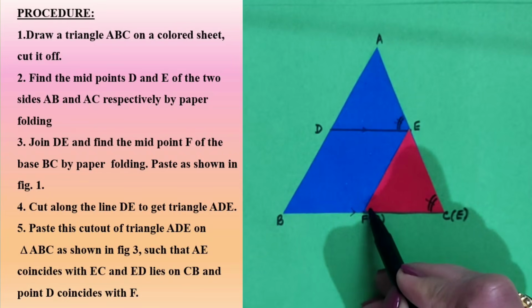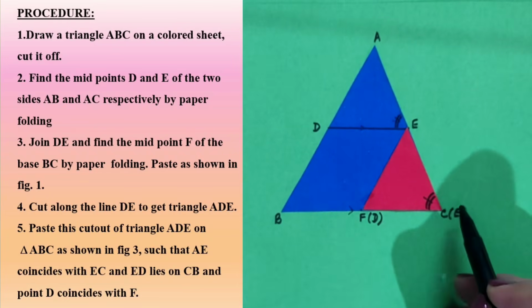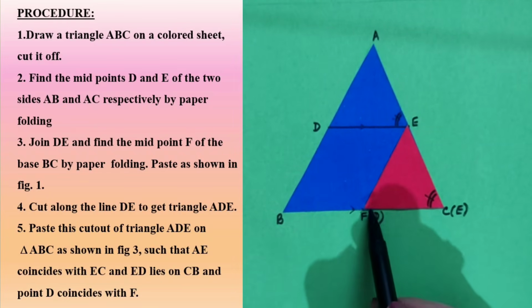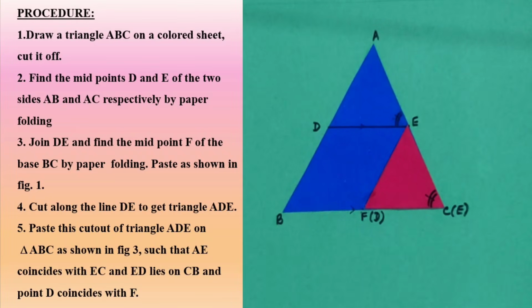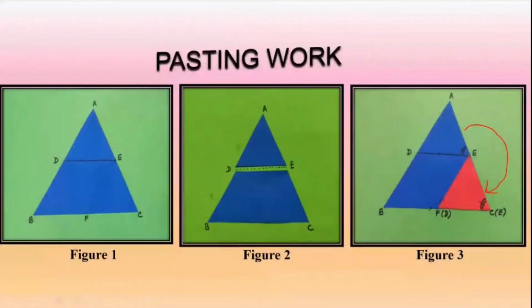Now F is the midpoint of BC. We did it by paper folding. So I get BF equal to FC equal to half of BC. Now DE is coinciding with FC. That means DE is equal to FC, and FC was what? FC was half of BC. So I get DE is equal to half of BC also. So DE is equal to half of BC and DE is parallel to BC, which was enough to prove that the line joining the midpoints of two sides of the triangle is parallel to the third side and equal to half of it. Let us see the pasting work now.